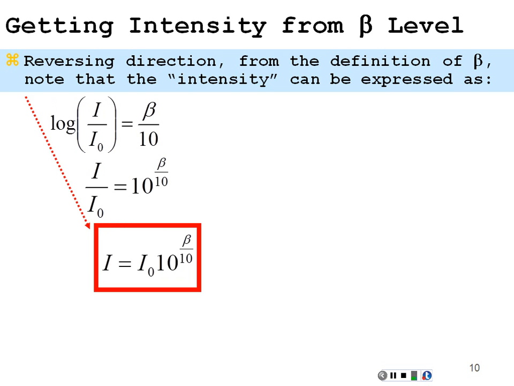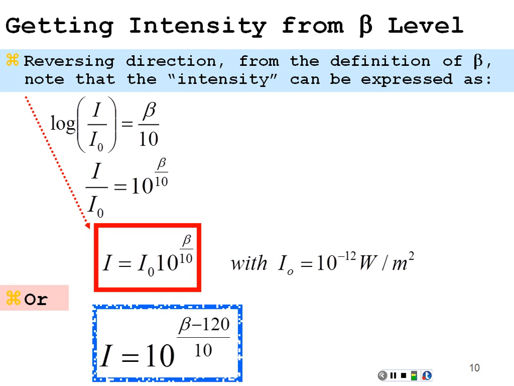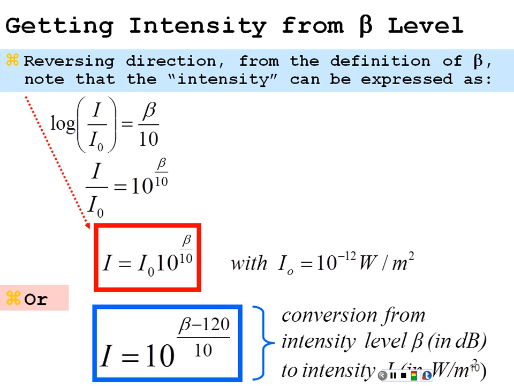Since I naught is the threshold of hearing at 10 to the minus 12, I'm going to plug that in and simplify further, and I get this nice expression. My intensity is equal to 10 to my intensity level beta in decibels minus 120 over 10. So if I were given a decibel level in terms of units of decibels, I can convert that easily to intensity in watts per meter squared using this neat little formula here. Now, I'm not sure your book has this formula, so this is a neat little formula just to have handy. Intensity is equal to 10 to the beta minus 120 divided by 10.